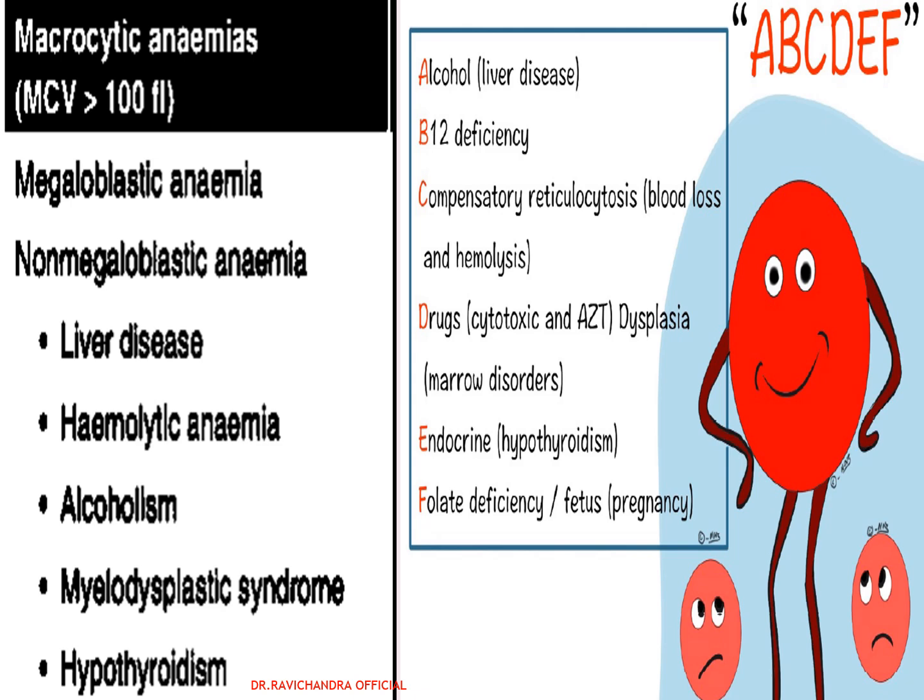Non-megaloblastic macrocytic anemia, in this type, there are no megaloblasts seen in the bone marrow. That's why it is called non-megaloblastic anemia. Seen in liver disease, hemolytic anemias, alcoholism, hypothyroidism, and in a few cases of myelodysplastic syndrome.